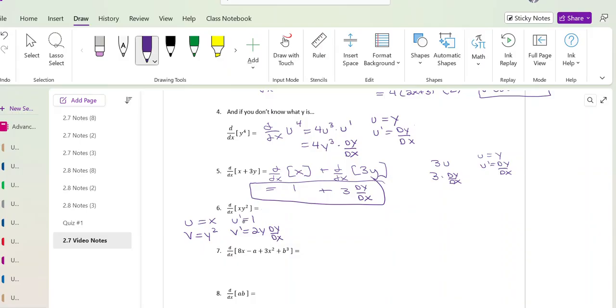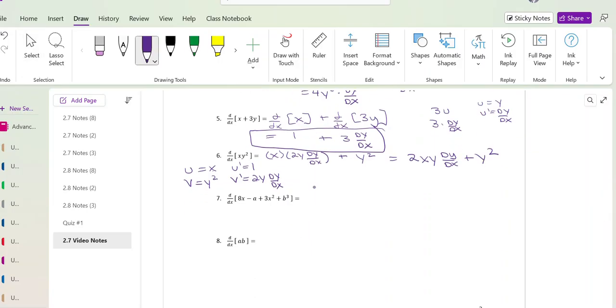So when you do the product rule, remember you multiply u times v prime, so it'd be x times 2y dy/dx plus y squared. And then when you simplify this, remember you write the numbers first and then alphabetical order, so it's 2xy dy/dx plus y squared.